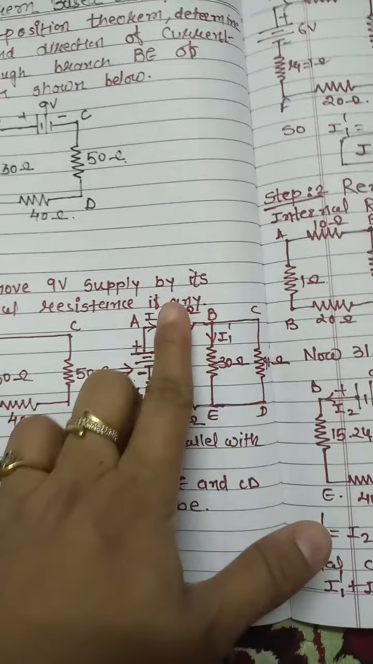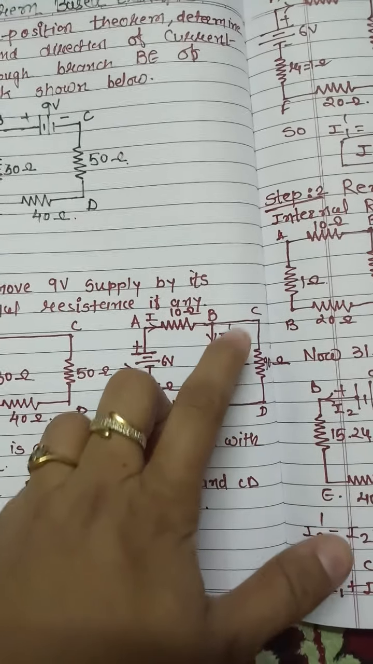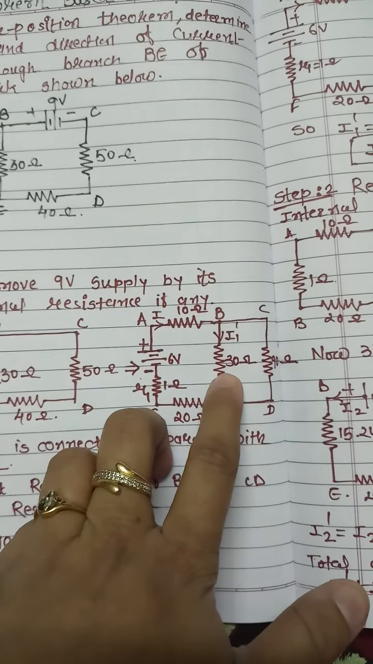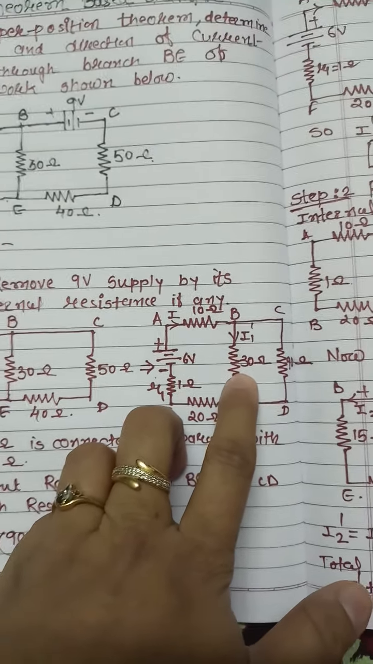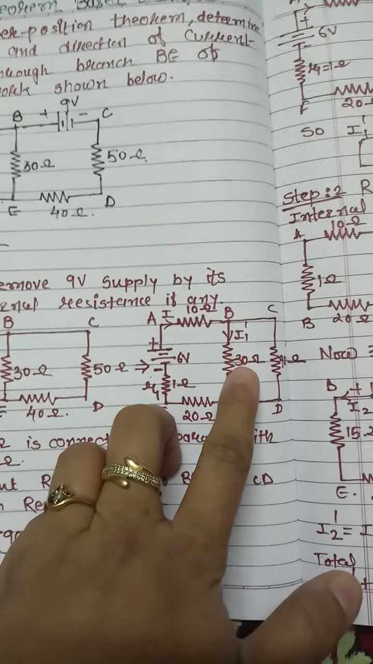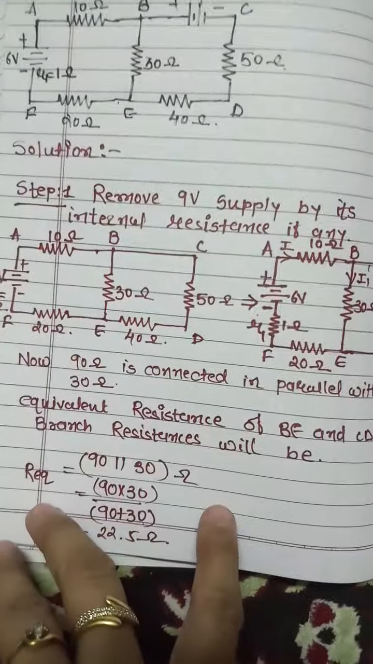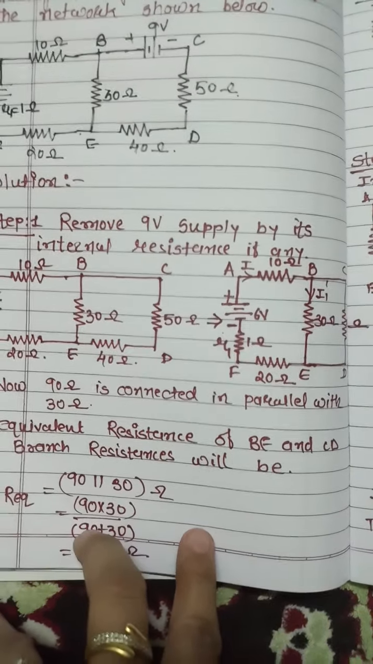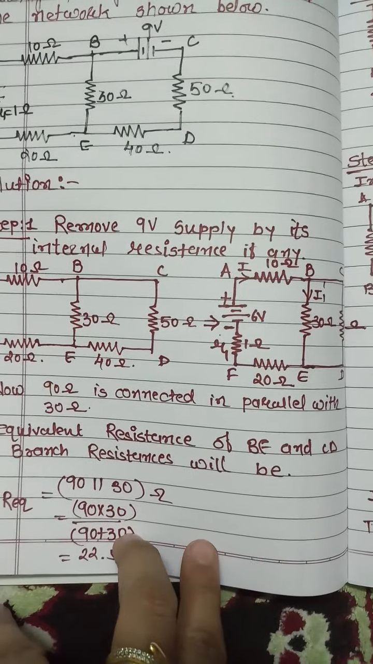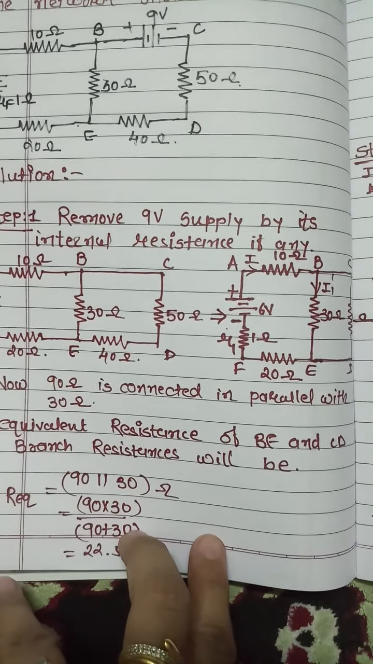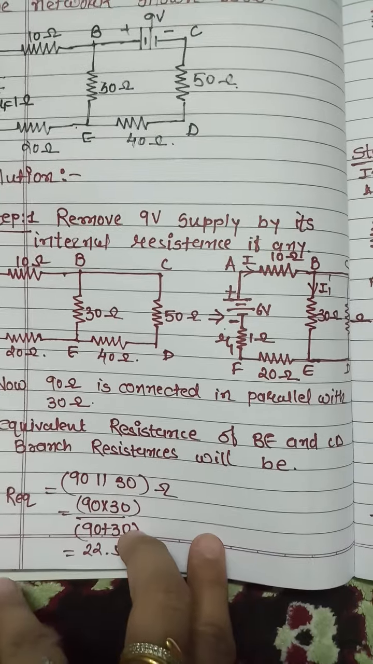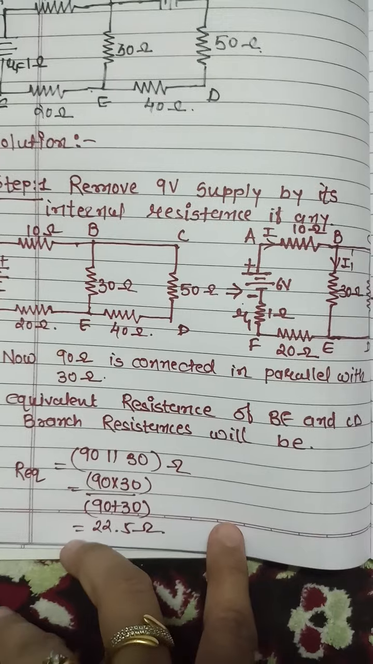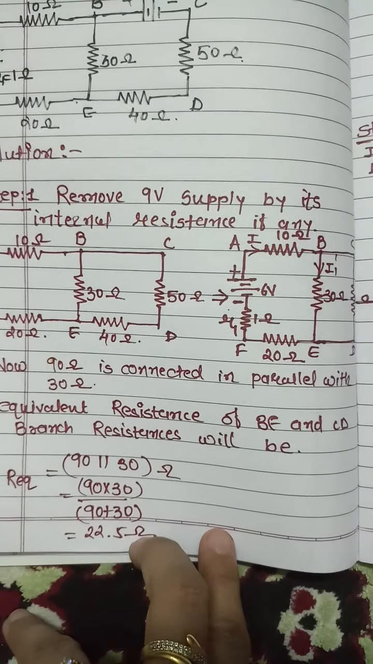Now see, here the branch BE resistance is 30 ohm, and the branch CD resistor is 90 ohm. Both resistors are connected in parallel. So equivalent resistance will be 30 parallel to 90. So 90 into 30 divided by 90 plus 30 for the parallel resistance. The equivalent resistance value is R1 into R2 divided by R1 plus R2. So by this formula, our equivalent resistance is 22.5 ohm.